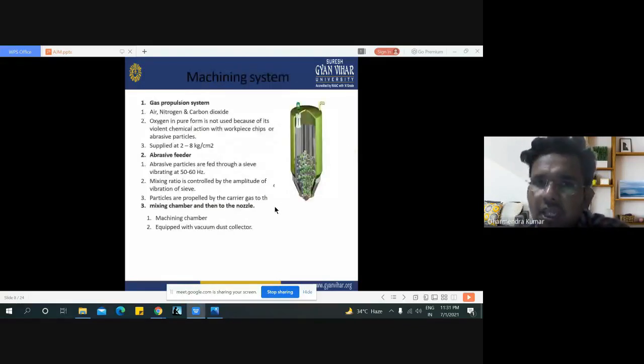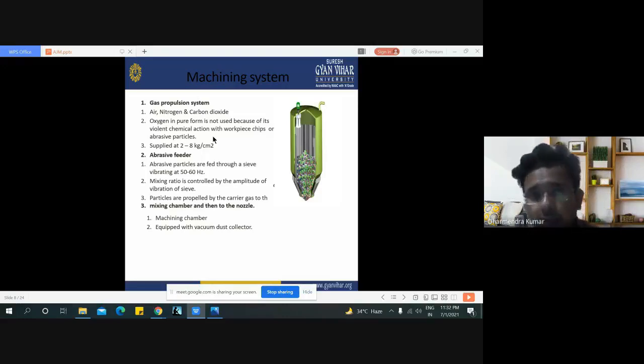Now here is the machining system, taking those components one by one. First is the gas propulsion system. We use air, nitrogen and carbon dioxide. Oxygen in pure form is not used because of its violent chemical action with workpiece chips or abrasive particles. It can damage our workpiece, or it can damage our abrasive particles. So pure oxygen we can't use in the abrasive jet machining process.